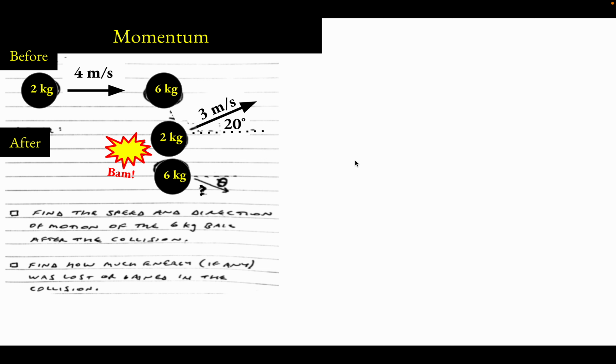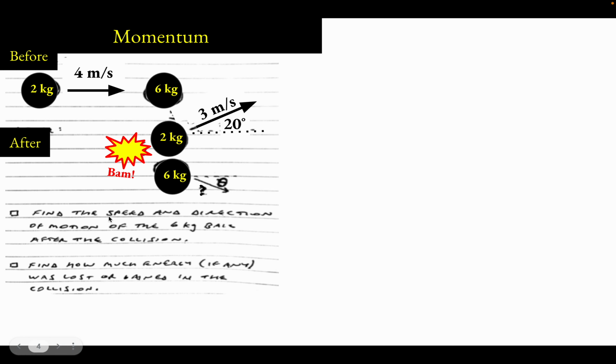All right, next let's look at a collision. We're going to use the concept of momentum because momentum will be conserved when forces are only between objects within a system. There's no external forces. So here we have a system of two objects, a 2 kilogram and a 6 kilogram, and they're just going to bonk into each other here.